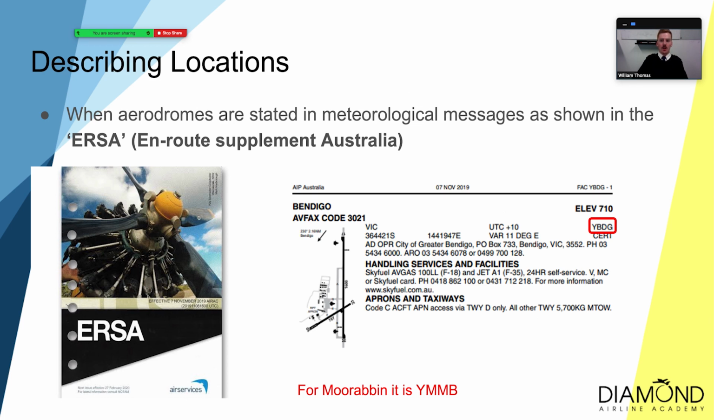Cool, how do we describe locations? Hopefully you are familiar with our 4-letter identifiers from RPL, which we use to identify different aerodromes. We can find that 4-letter code in the URSA facilities section, in the entry for that aerodrome. For instance, Bendigo's 4-letter identifier is YBDG. The first letter Y just signifies Australia, and the next 3 letters are related to the actual location of the aerodrome itself, BDG being Bendigo. Moorabbin is YMMB: Y for Australia, M for Melbourne, MB for Moorabbin.